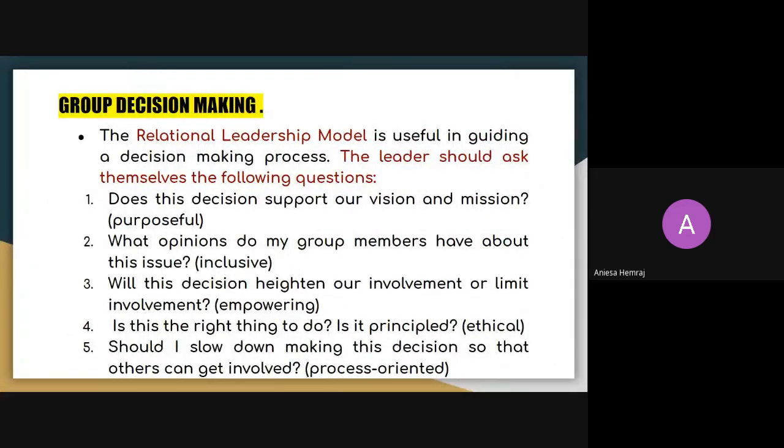So when making a decision, a leader should ask themselves the following questions. Does this decision support our vision and mission? What opinions do my group members have about this issue? Will this decision heighten our involvement or limit involvement? Is this the right thing to do? Is it principled? And should I slow down making this decision so that others can get involved?